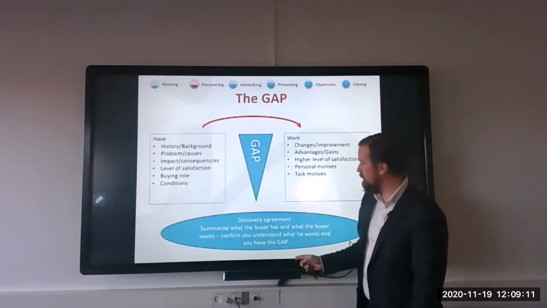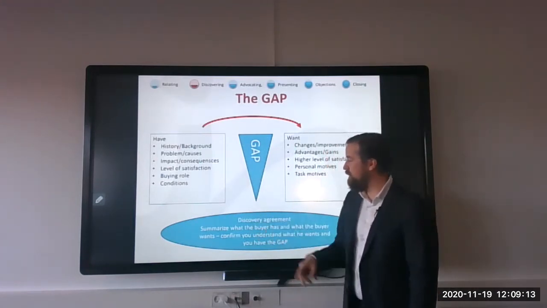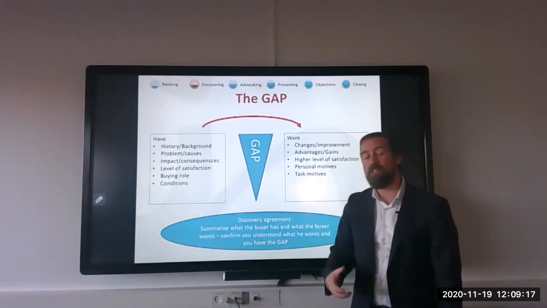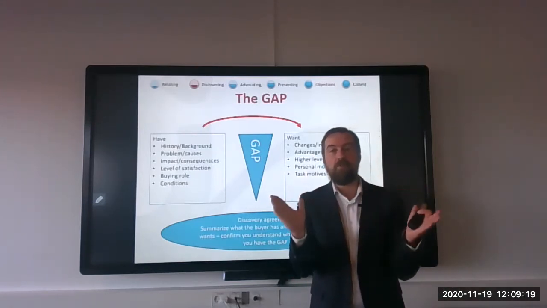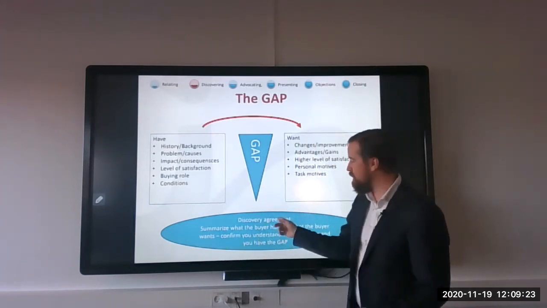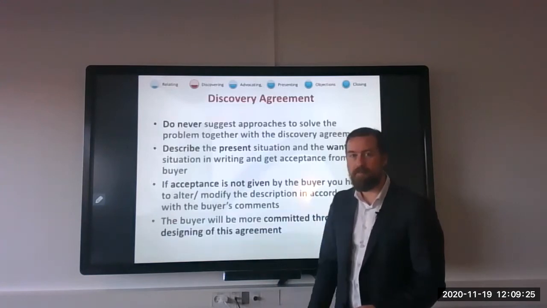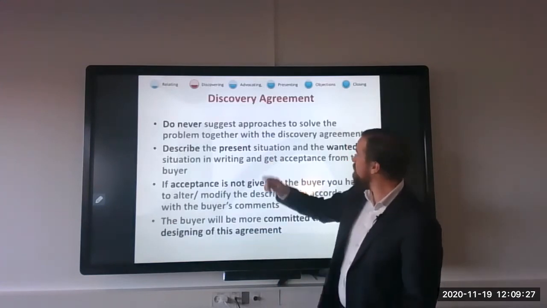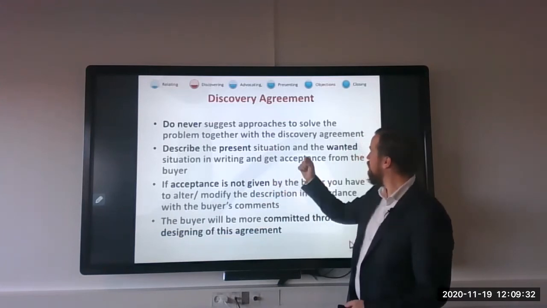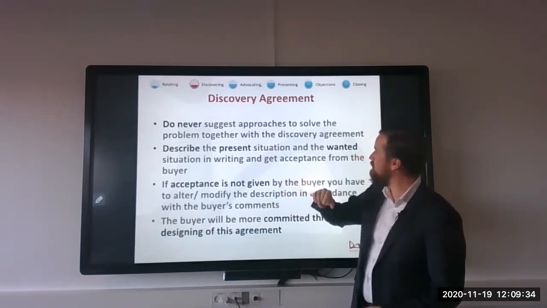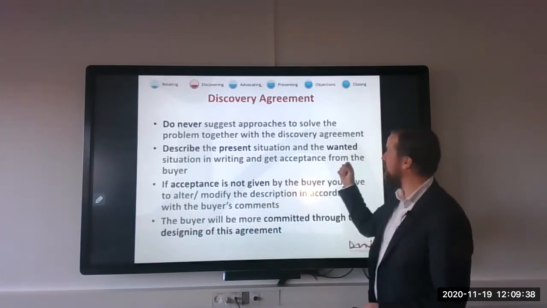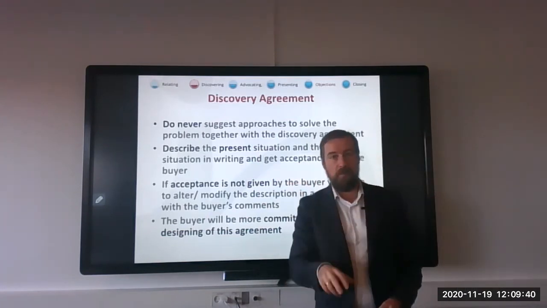For this gap, we will create the discovery agreement. The discovery agreement is what summarizes the discrepancies between the have and the want. And that's what we use to shape our offer on. So we never suggest a process to solve the problem without the discovery agreement. We describe the present and the wanted situation, hopefully in writing.